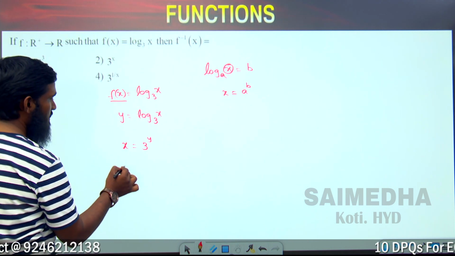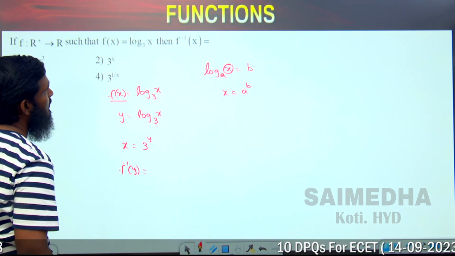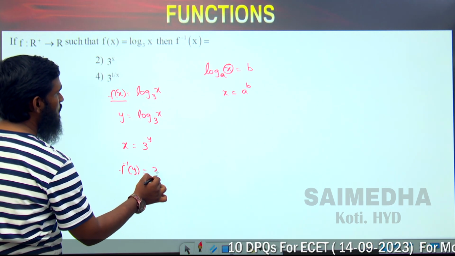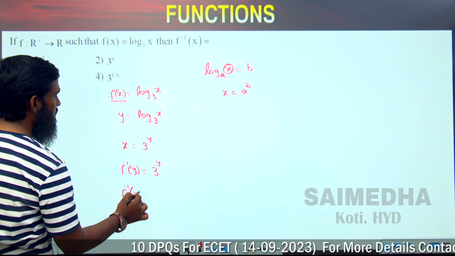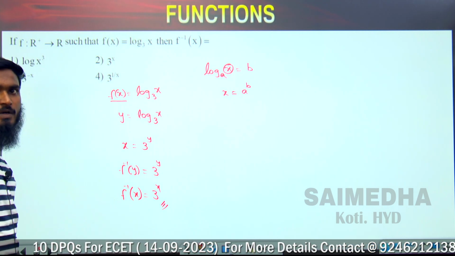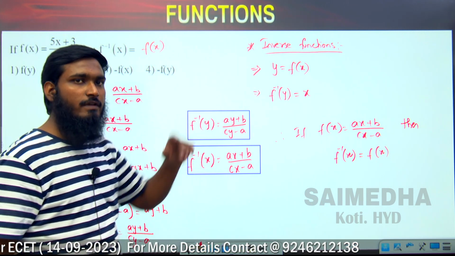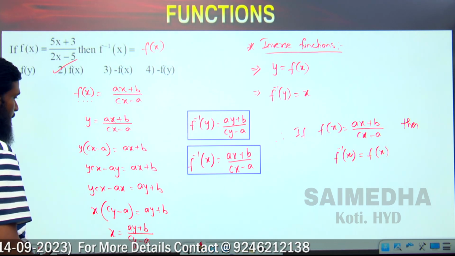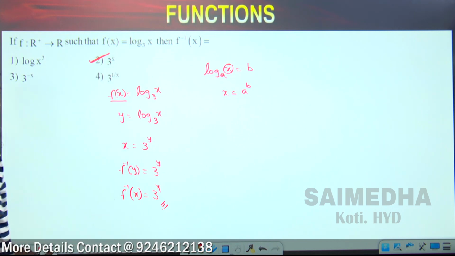So we are writing x means we are writing f inverse of y, and it is equal to 3 power y. Now in the place of y we can write f inverse of x is equal to 3 power x. Okay, so this part we have taken, a simple concept, only these two conditions we have to remember. With the help of these two conditions we can solve all the questions over here. So 3 power x means which option now? Second option. Okay, now let us go for the next question.